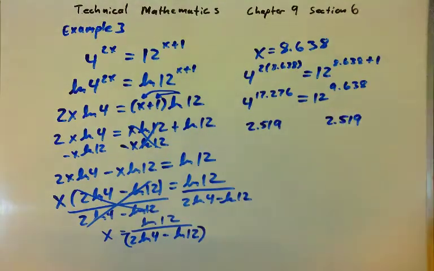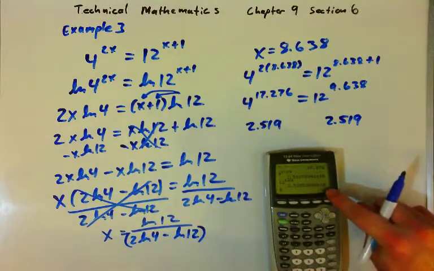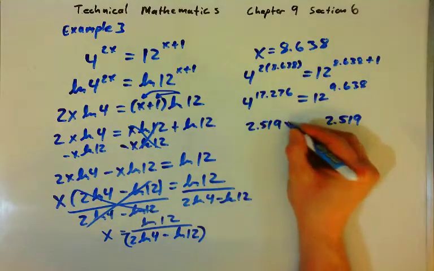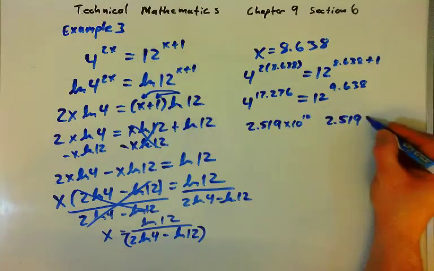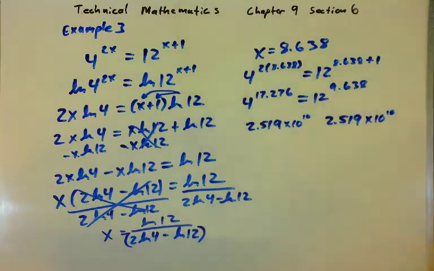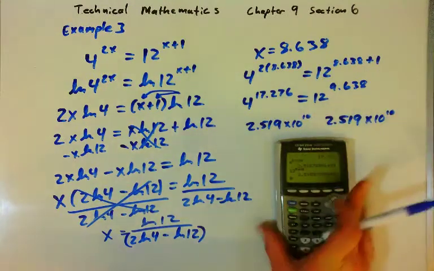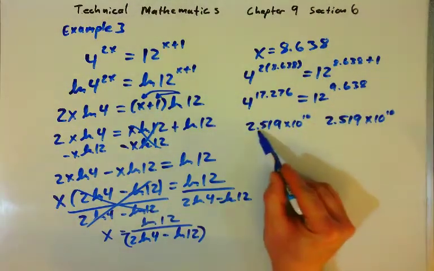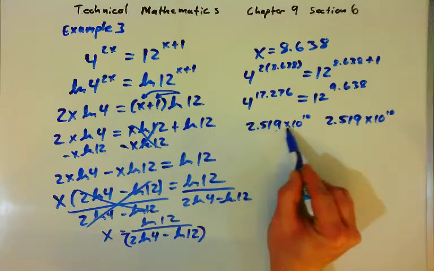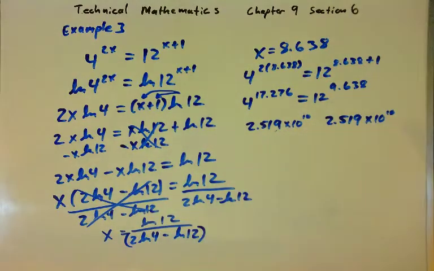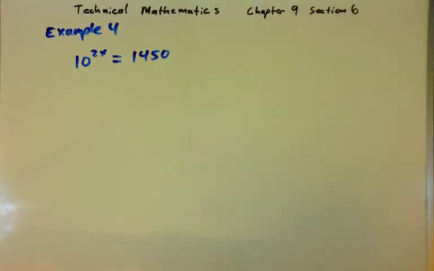And these are actually in scientific notation. The E10 means that it's 2.519 times 10 to the 10th power. So both answers were E10, which means the power of 10. And so what that means is the decimal point actually belongs 10 places to the right in each one of these answers. But both answers are the same. That's what's important.